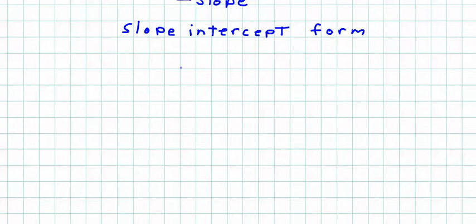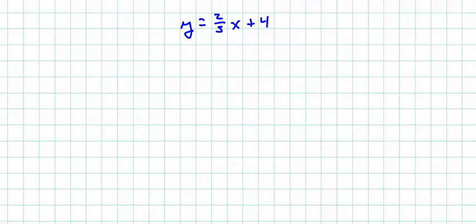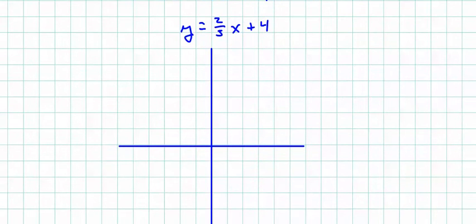Let's, for the sake of something simple, graph y equals 2/3 x plus 4, the equation I just wrote. All right, first of all, I'm going to draw a graph. Y equals 2/3 x plus 4. So, my y-intercept is 4. My y-intercept is this point right here.